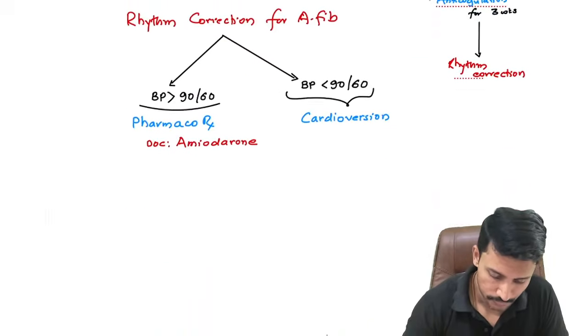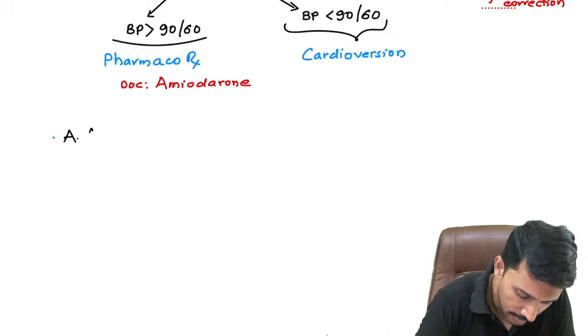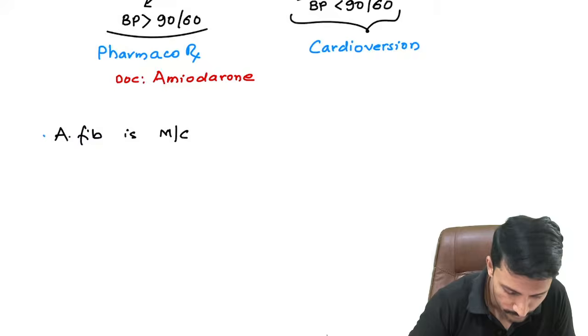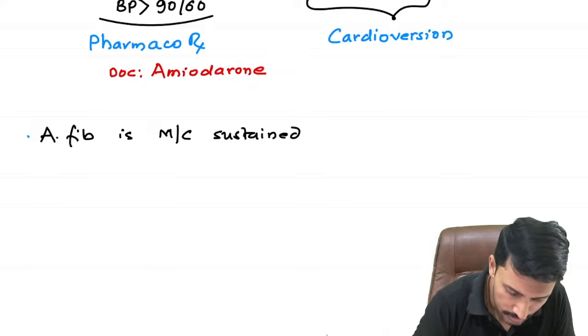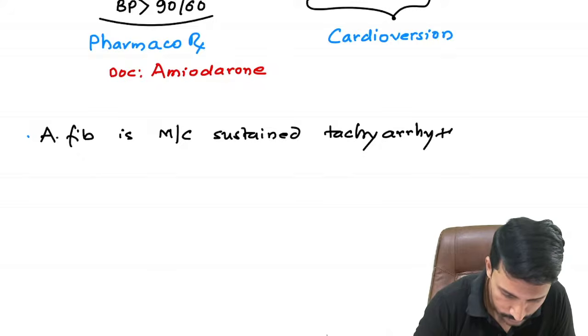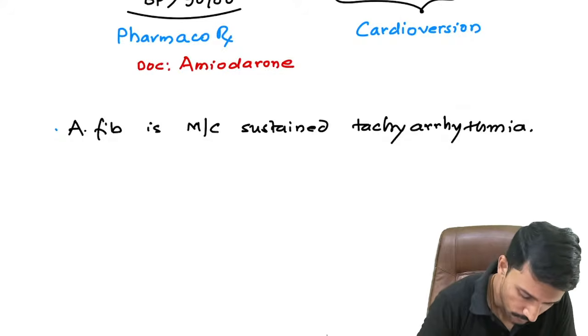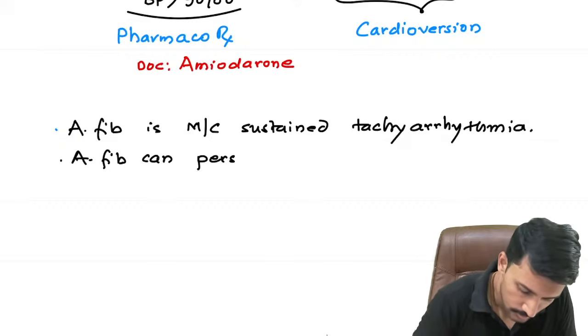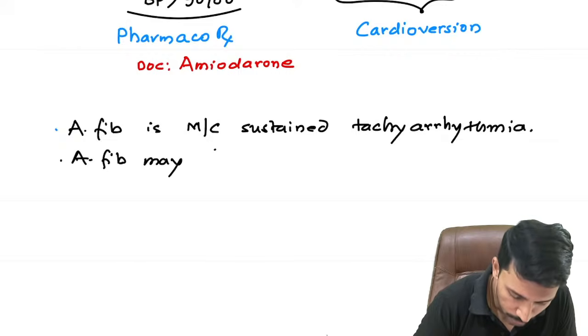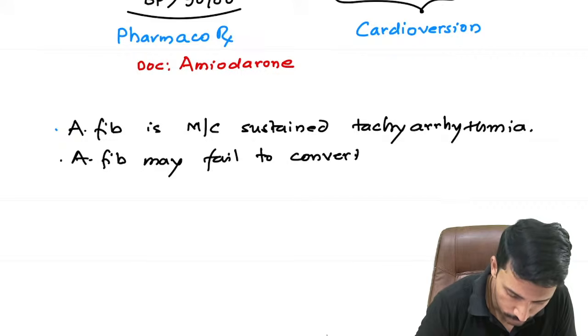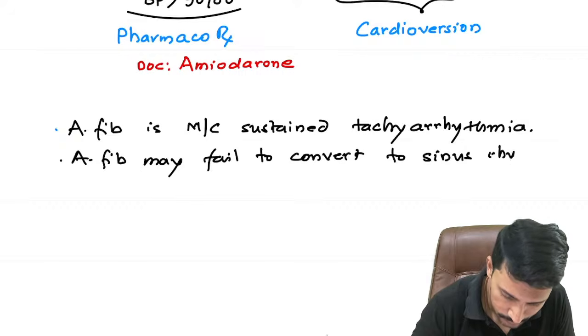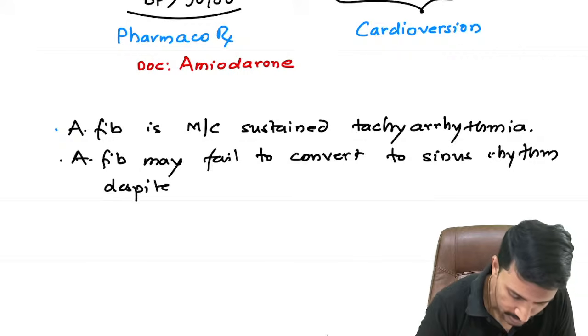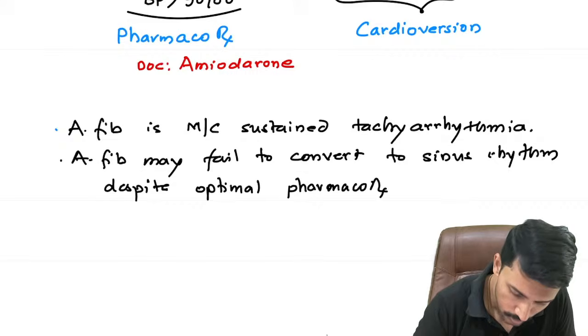So if we are dealing with atrial fibrillation, the point to note here is AFib is the most common sustained tachyarrhythmia. AFib may fail to convert to sinus rhythm despite optimal pharmacotherapy or cardioversion. So such cases pose challenge, right?